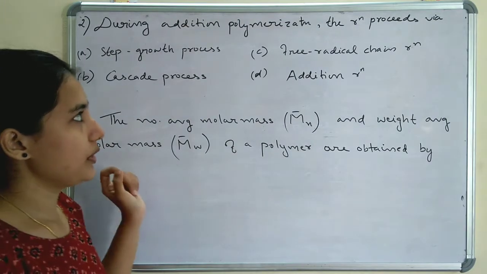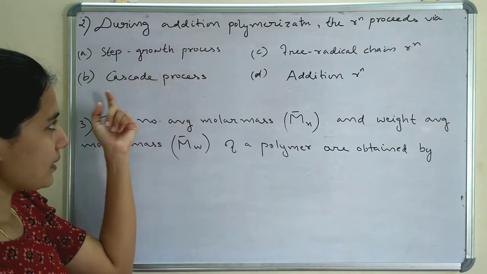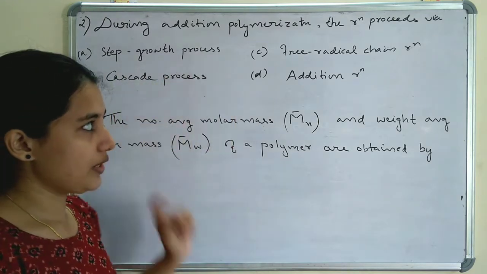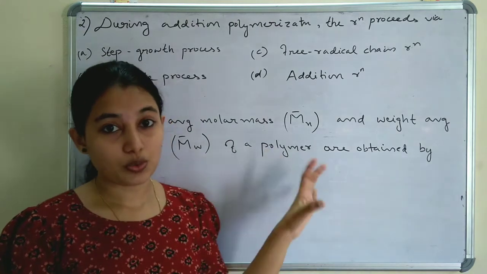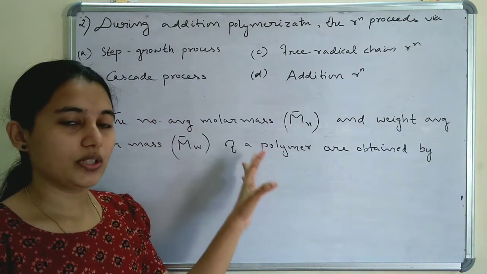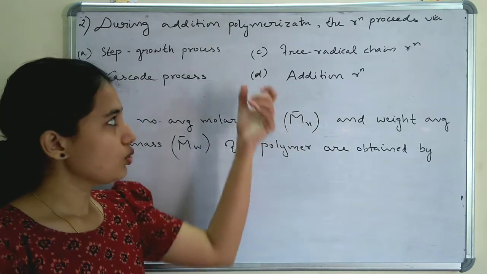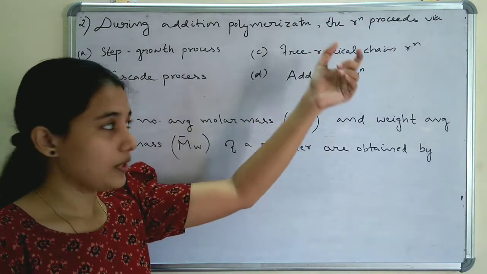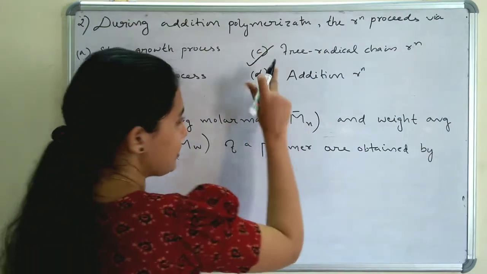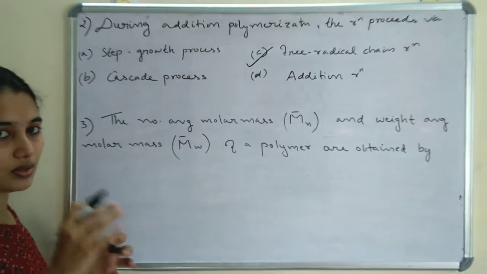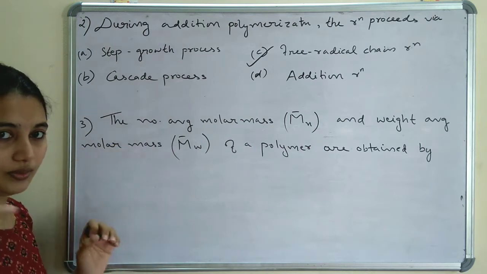During addition polymerization, the reaction proceeds via step growth process, cascade process, free radical chain reaction, or addition reaction. So in first question it was addition polymerization. So there a free radical is formed, then the chain propagates. So the reaction proceeds via free radical chain reaction. So the correct answer is C. Free radical chain reaction is the proceeding reaction for addition polymerization reactions.